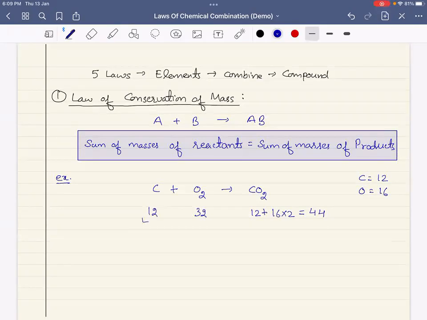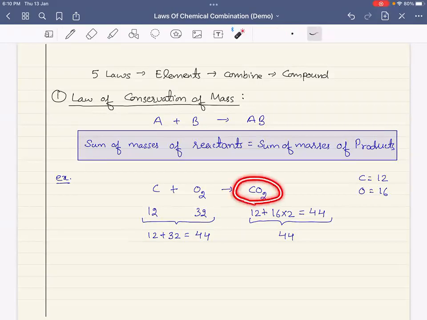So if we add the mass of the reactants, it will come out to be 12 plus 32 equals 44. And the mass of the product is also 44. So this means the sum of the masses of reactants is equal to the sum of masses of products. Here we have only one single product, that is CO2.